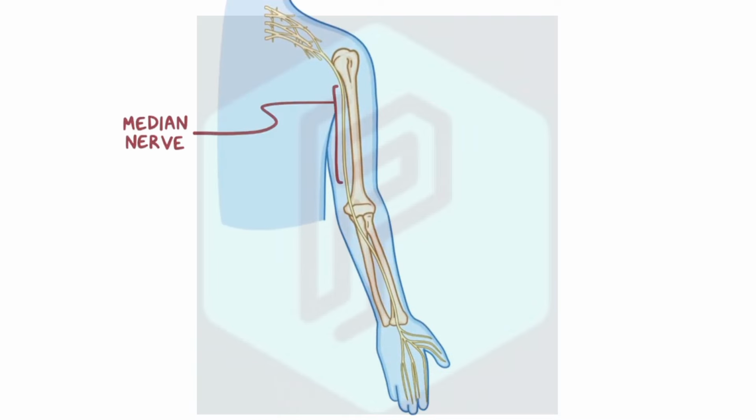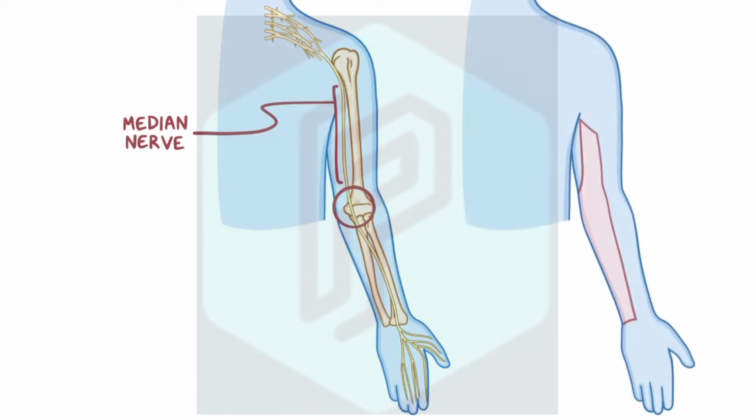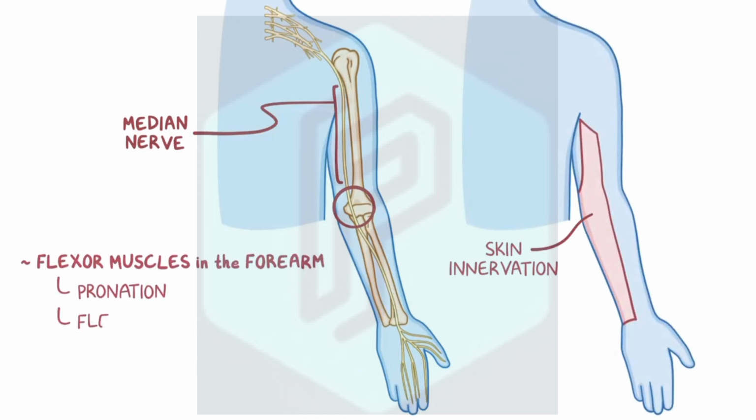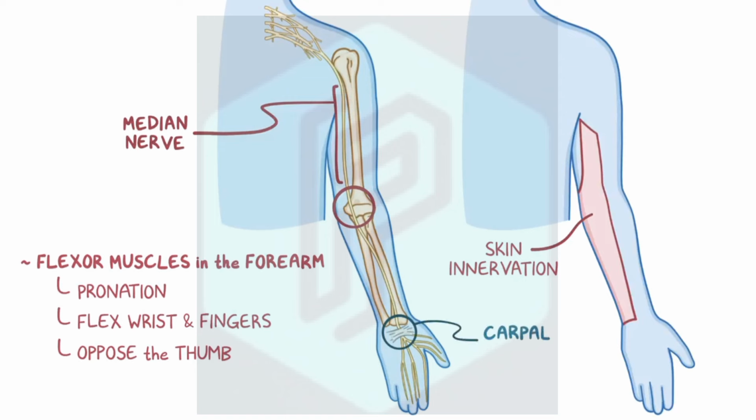The median nerve runs on the medial part of the arm. At the level of the elbow, the median nerve moves to the anterior forearm. At the forearm, the median nerve gives off branches to innervate the skin and most flexor muscles that pronate the forearm, flex the wrist and fingers, and oppose the thumb. The median nerve then proceeds distally and travels through the wrist at the carpal tunnel. The median nerve provides sensory fibers to the lateral surface of the palm, as well as the palmar and dorsal surfaces of the thumb, second, third, and lateral half of the fourth finger.